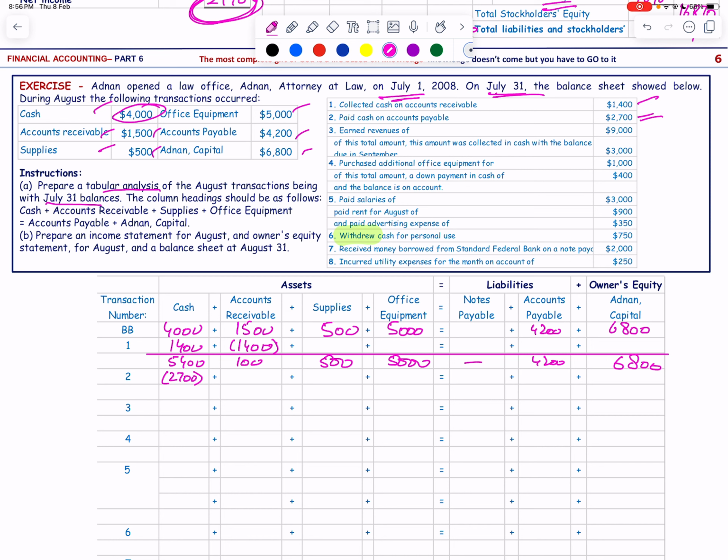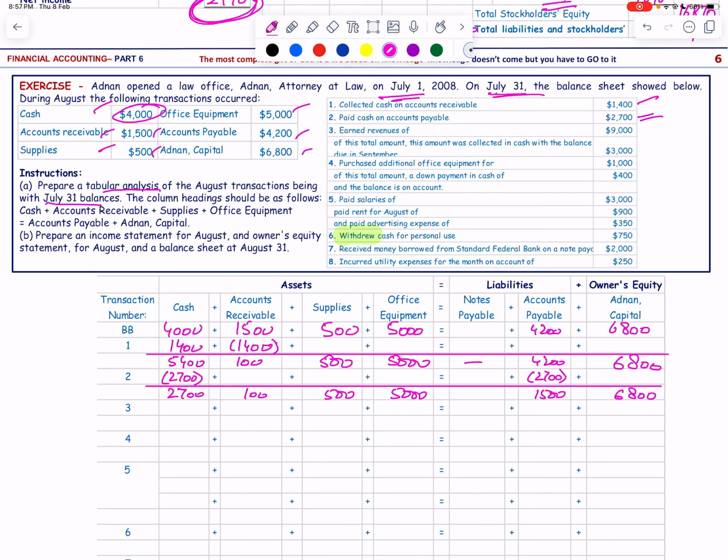We go to the second transaction, paid cash on accounts payable 2,700. When we are paying cash on accounts payable, our liability will decrease by 2,700, and the total will be 2,700, 100, 500, 5,000. This will be 1,500 and 6,800.